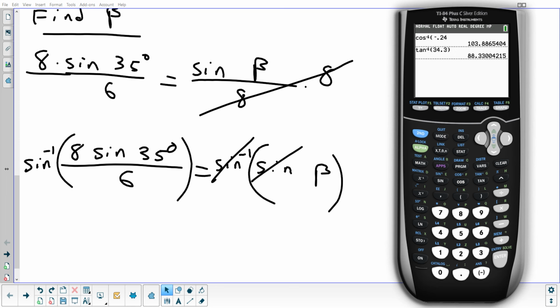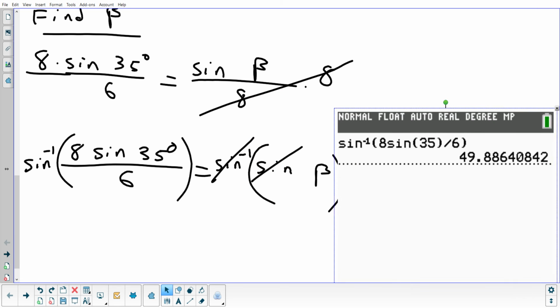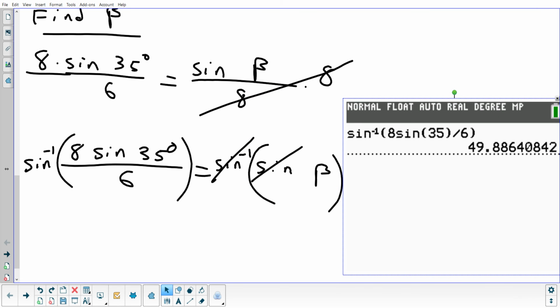Since you're typing in quite a bit, you've got to be careful with parentheses. Let me show you how you put it in. So, inverse sine, 8 sine 35. You need to close the parenthesis because you're done with the sine. Now divide by 6 and close the parenthesis again because we're done with the inverse sine. And that's how you want to type it in, and that's what you should get, 49.886.